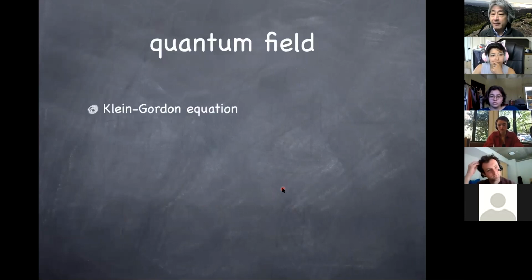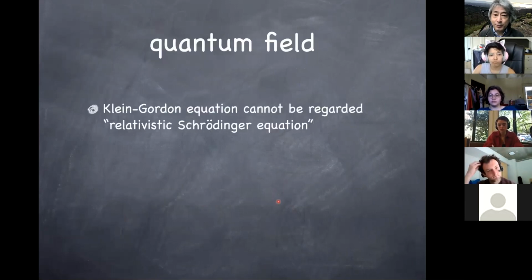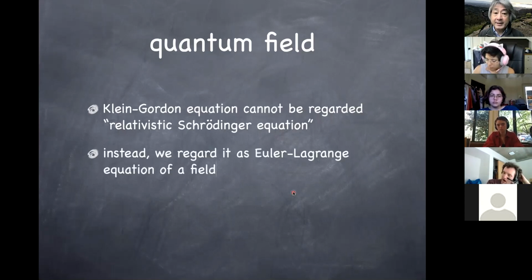So now we have this second or third coming of the Klein-Gordon equation. We cannot regard it as a relativistic version of the Schrödinger equation because it doesn't have the interpretation of the probability wave. There is no positive definite conserved probability consistent with the Klein-Gordon equation. So it doesn't work. But instead, we regard the Klein-Gordon equation as an Euler-Lagrange equation of a field, which we would like to quantize in a similar way that we quantize the Schrödinger field.